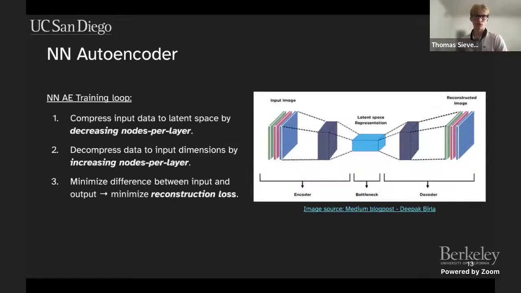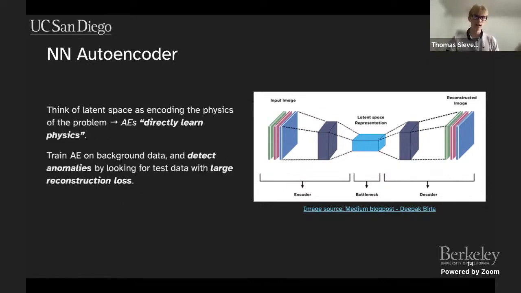I'm going to review super lightning what a neural net autoencoder is, not the detailed math, just abstract concepts, so you can contrast it with the quantum autoencoder. A neural net autoencoder really has this training loop. We compress our input data down to some latent space by decreasing the nodes per layer. If you look at the picture on the right, we start with our input data, which is these green, red, blue kind of images. We compress it down to that latent space, which is the light blue box in the middle. We then decompress the data by increasing the nodes per layer. And then the whole point is we're just trying to minimize the difference between our input data and our output data.